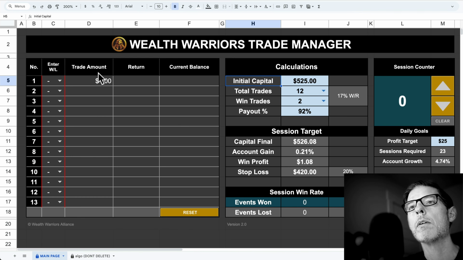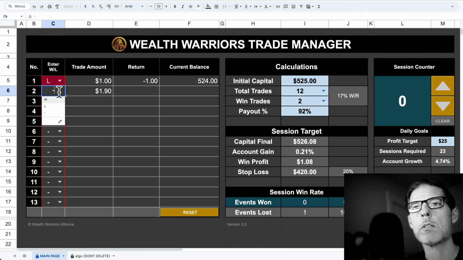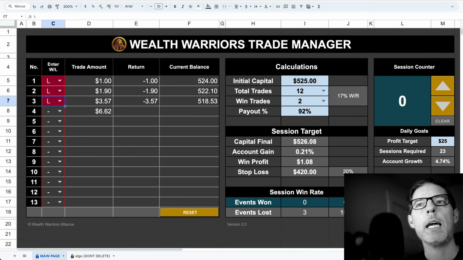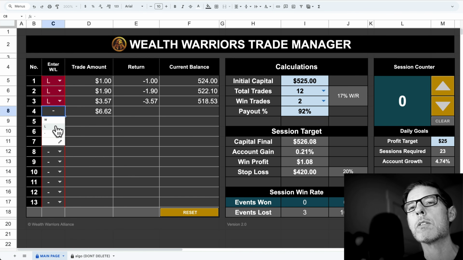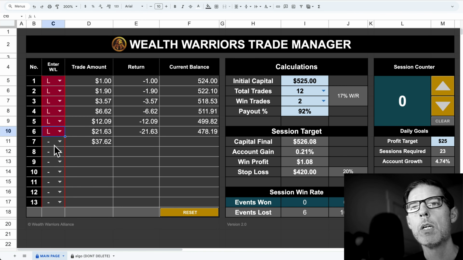So let's go over here. Trade amount is $1. That's great. But we are going to mark the first 6 trades as losses before we start trading, which is a little bit interesting and a little bit different than what we're used to, because usually we mark it as a win or a loss after each trade that we do. But in this case, we're going to just mark everything as a loss.